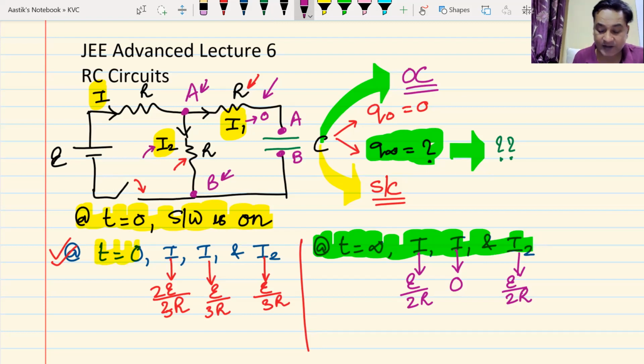You just find the value of I2 multiplied by R, that is the potential difference, multiplied by C, and you get the value of Q infinity. What is the value of Q infinity? CE by 2. Do we understand this?